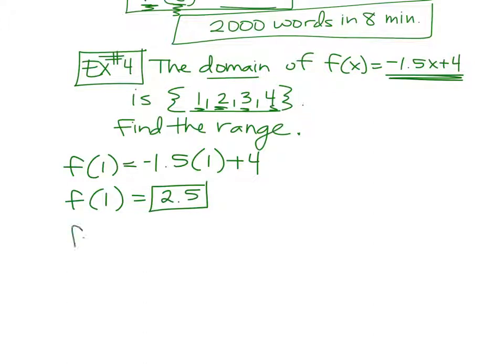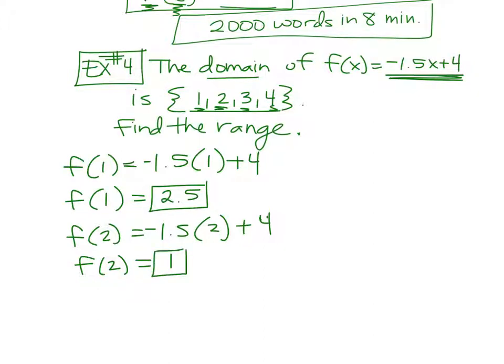Then you plug in 2. F of 2 is negative 1.5 times 2 plus 4. So I get a negative 3 plus 4. What's negative 3 plus 4? Is a positive 1. Okay, so that's my next value.